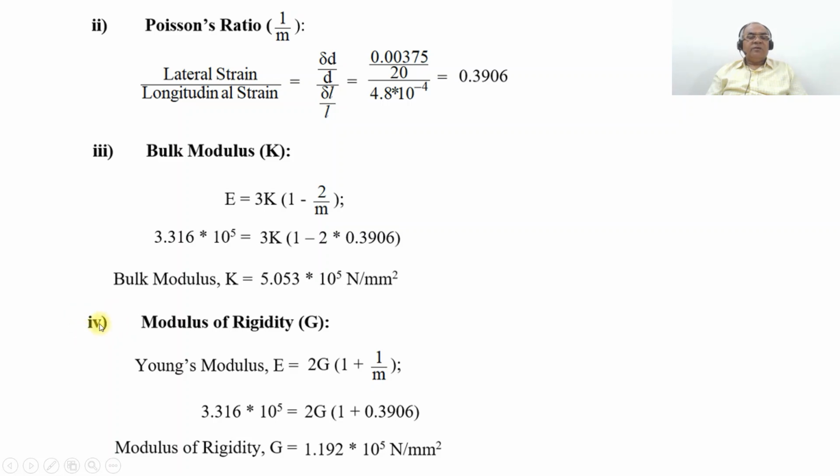Similarly, the fourth point, we need to find out the modulus of rigidity, where Young's modulus E is given by the relationship 2G into 1 plus 1 by M. Again, you know the Young's modulus, you substitute 3.316 × 10^5, which will be equal to 2G into 1 plus 0.3906. So the modulus of rigidity, on simplification, G will be equal to 1.1992 × 10^5 Newton per mm square. This is how we will be able to solve this problem.